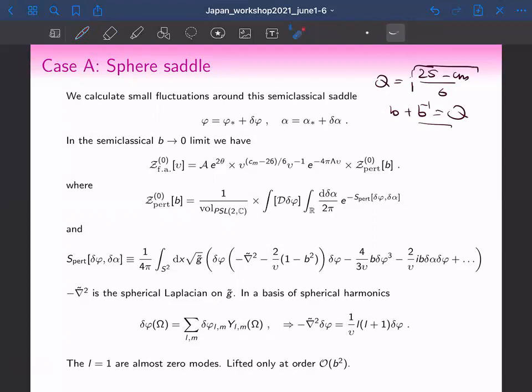So in a semiclassical limit where b is going to 0, the fixed-area partition function has the following form. Essentially, exactly these are the factors from the CFTs on the 2-sphere.